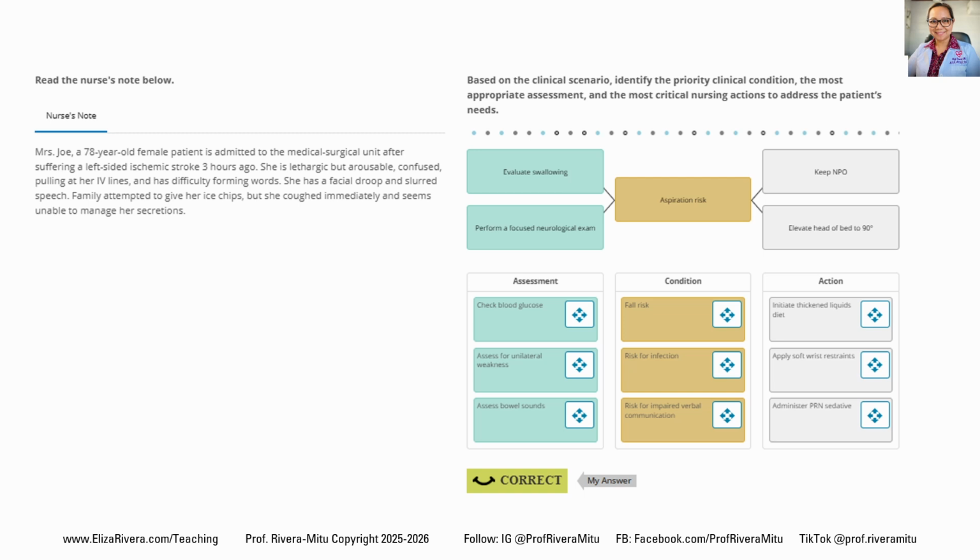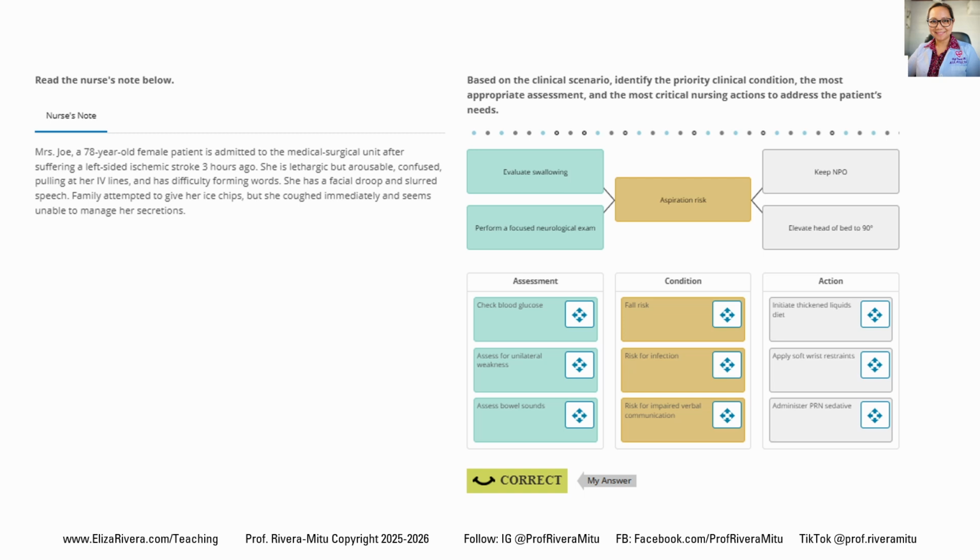For the related actions, we want to keep the patient NPO, as this prevents aspiration while swallow reflex is unconfirmed. And we want to elevate the head of the bed to 90 degrees to support the airway and reduce aspiration risk. So why are the other options incorrect?